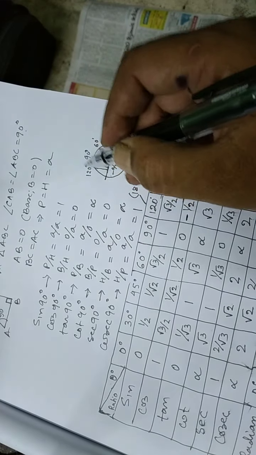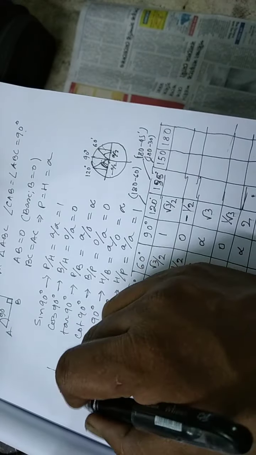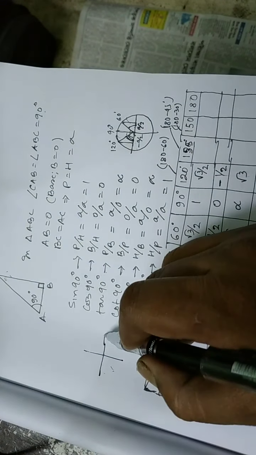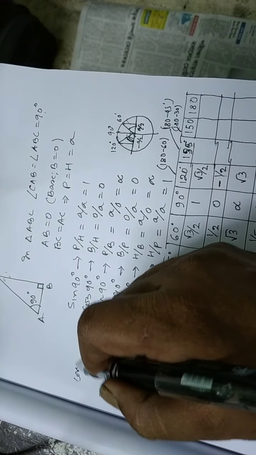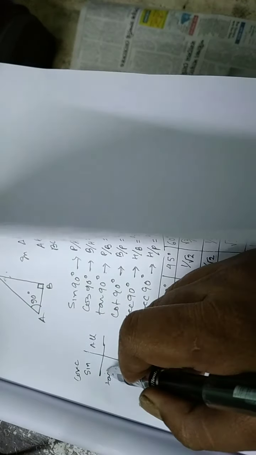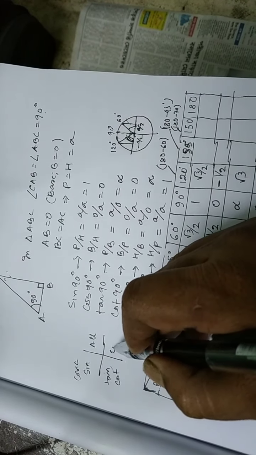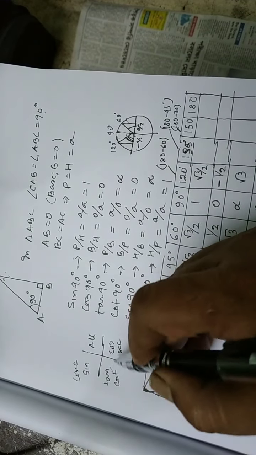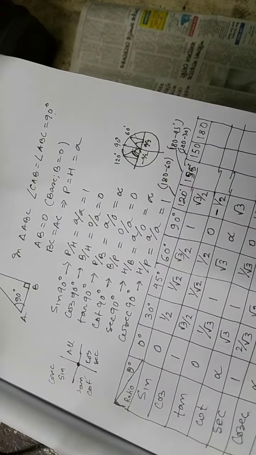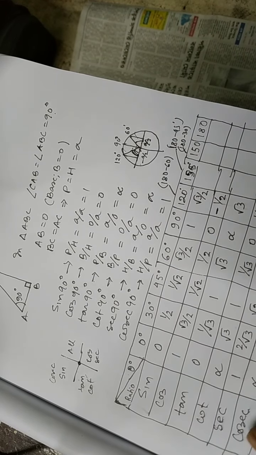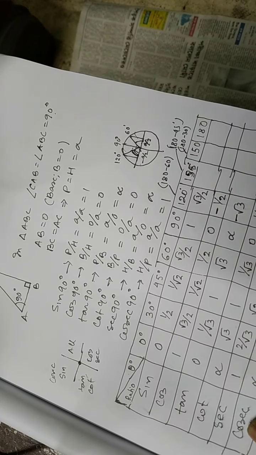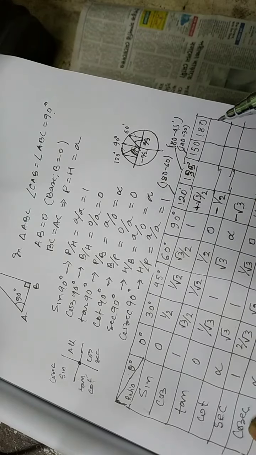There is another very important relation in the quadrants: sine, all, sine also cosec, tan also cot, and cos also sec. These are positive, but all others are negative. So sine positive, cosec positive, all others are negative, right? All others are negative. These two are positive.